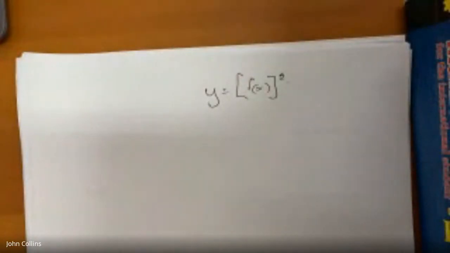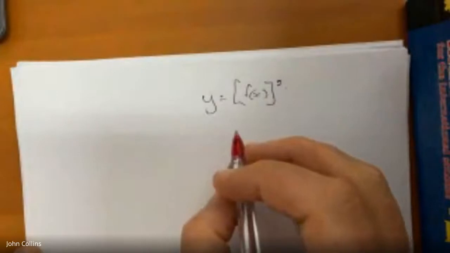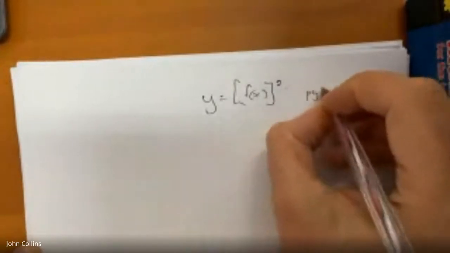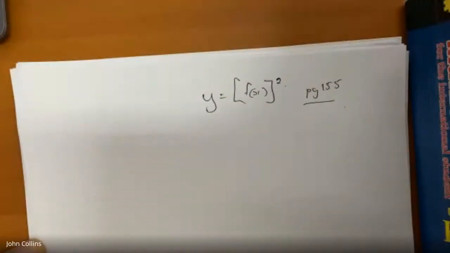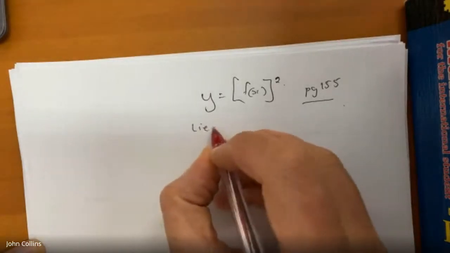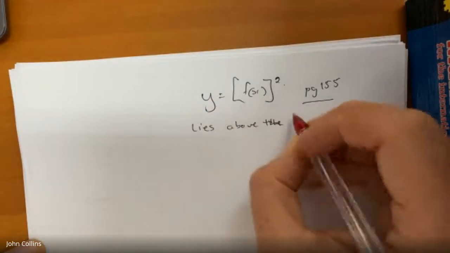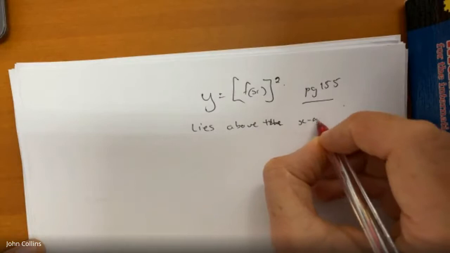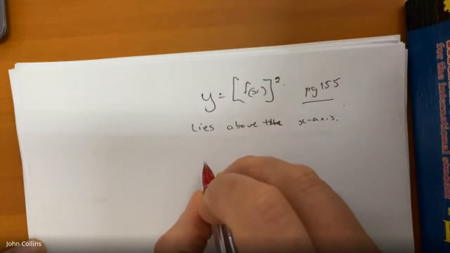So what happens when we square the original? These are in the book on page 155. If you want to have a look at that, you can open it up. There's a number of things that happen. It touches the x-axis at its x-intercepts, but it always lies above the x-axis for reasons that we said, because we're now squaring any negative value.